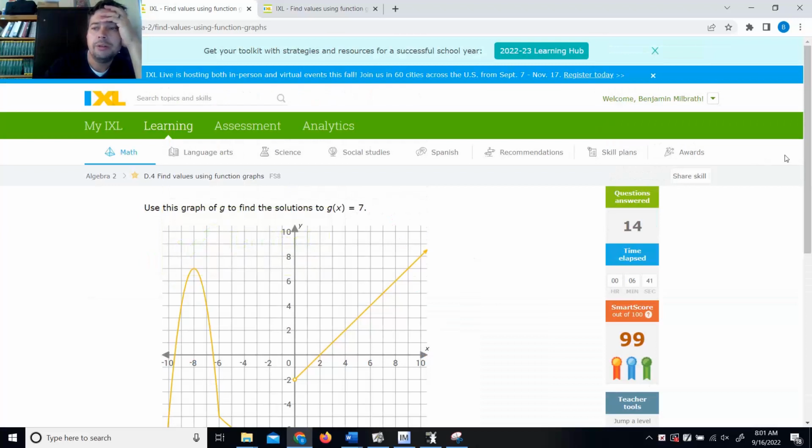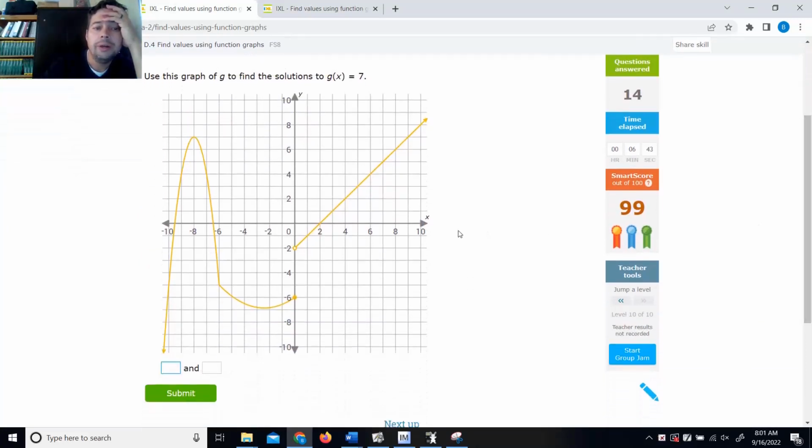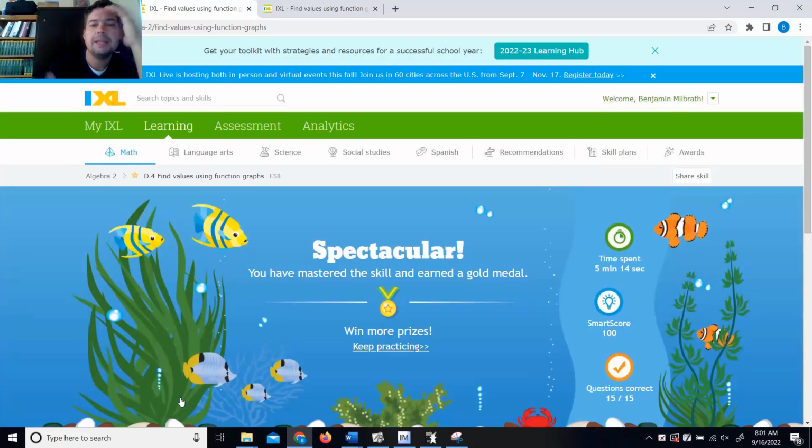Terrific. One more to go and I'll have this thing. Where is g of x 7? So where is the y value 7? At negative 8 and at 9. Ta-da! Spectacular. That's how good I am. I am so good at this stuff. At least I'm good at something.